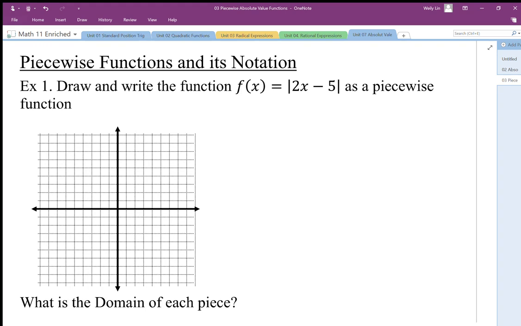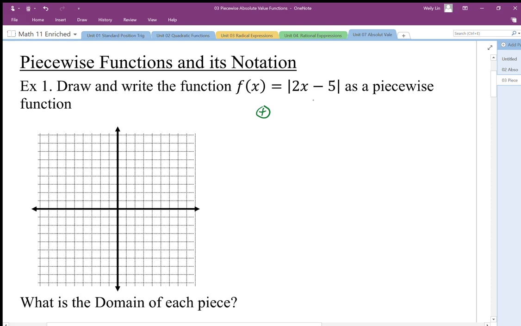Continue breaking apart these absolute value functions into their positive version and their negative version, and we're going to focus on writing these as proper piecewise functions with the proper notation. So to write this as a piecewise function, we need to first determine its positive domain. It's going to be equal to 0 at x equals positive 5 over 2.